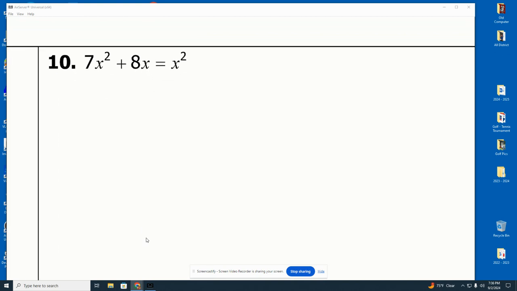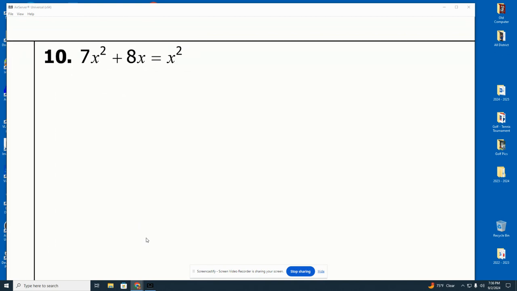Okay, let's keep on moving, and I'm going to go pretty fast, so please try to keep up. Here, I know that I have this x squared on the right side. I need to move it over here to the 7x squared. So I'm going to subtract it.